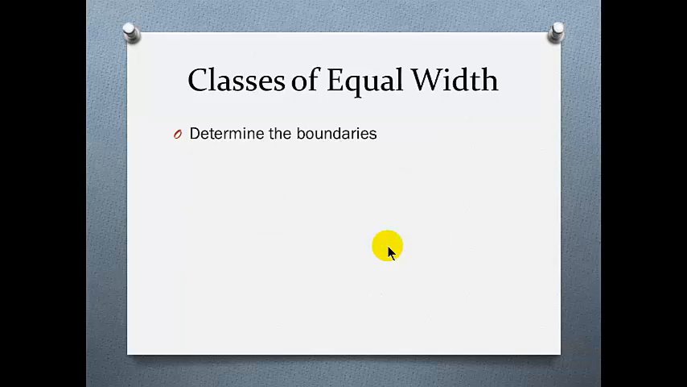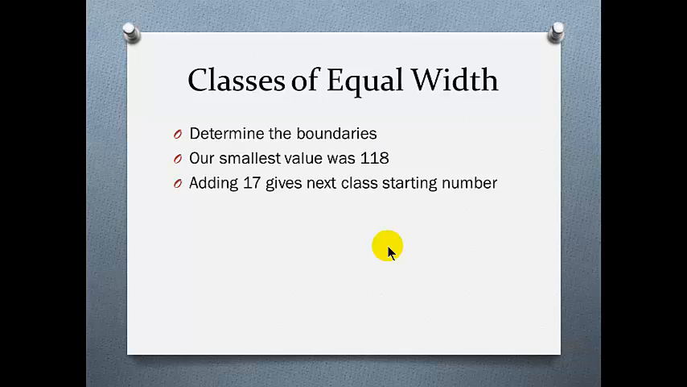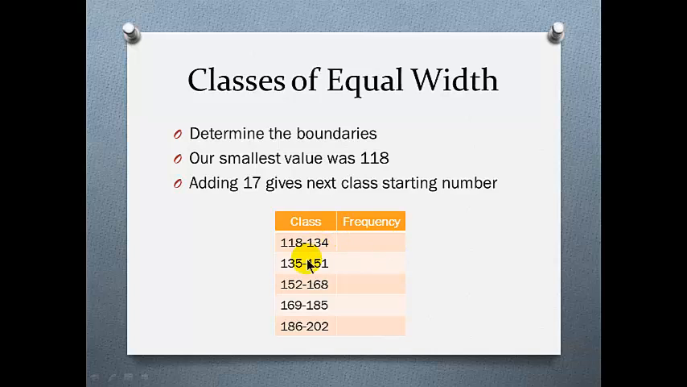So let's determine the boundaries. What range is going to be in each group? We'll start with our smallest value of 118. And we're going to add 17 to get the next starting value. 118 plus 17, the next group starts at 135. Plus 17 is 152. Plus 17 is 169. Plus 17 is 186. Then these other numbers are just one less.